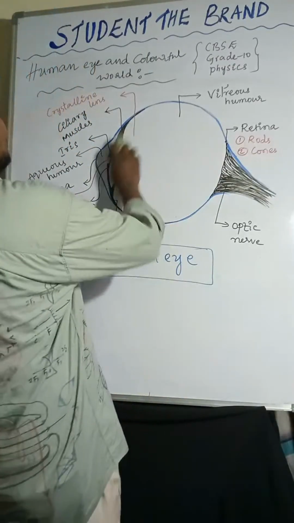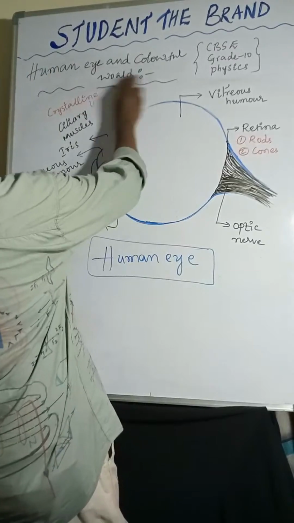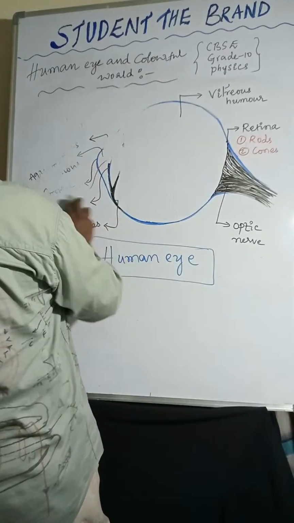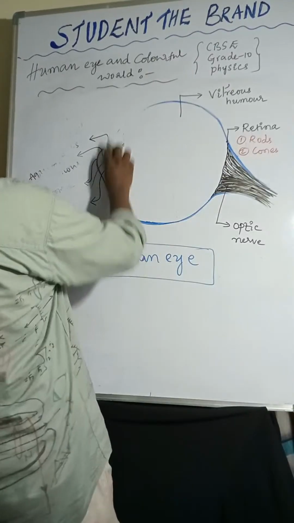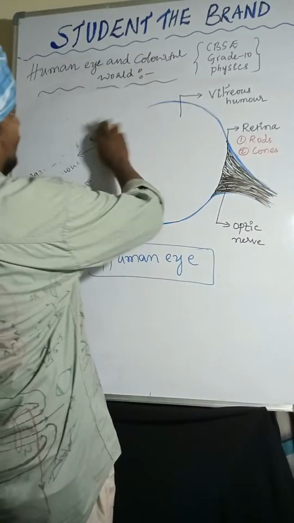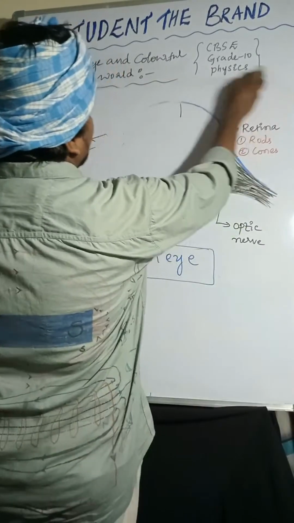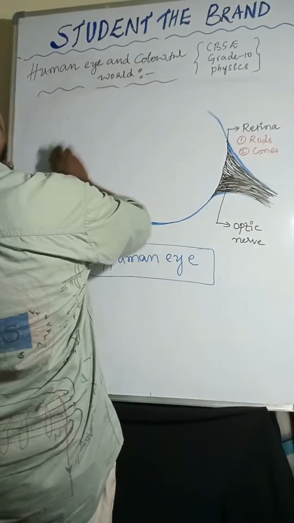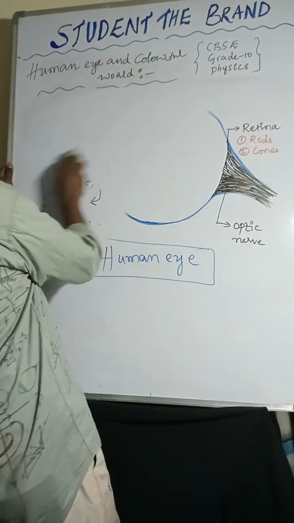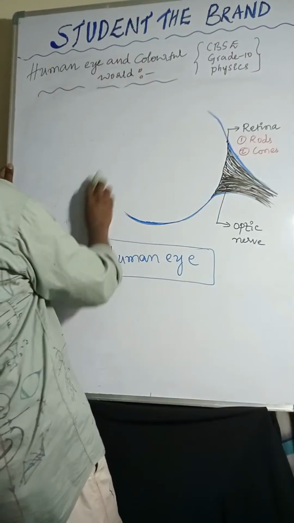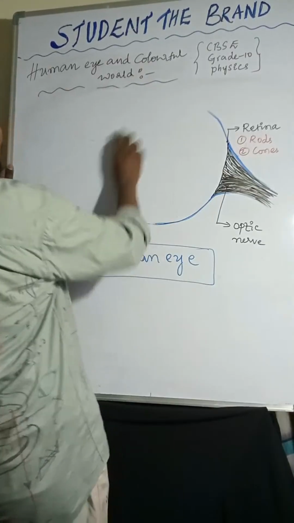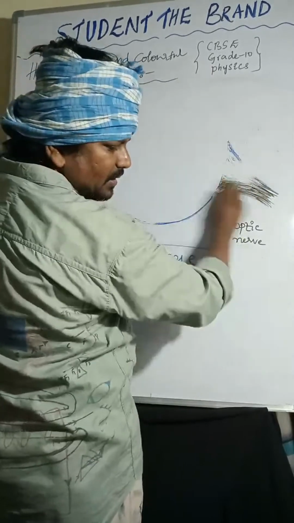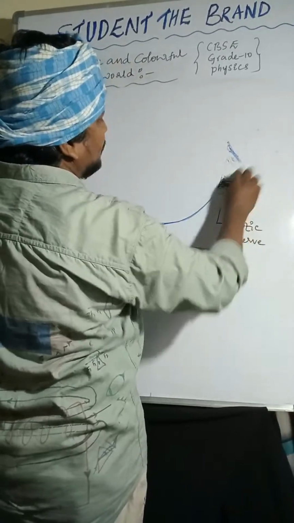Next one, we'll discuss power of accommodation. The ability of the eye lens to adjust its focal length is called power of accommodation.